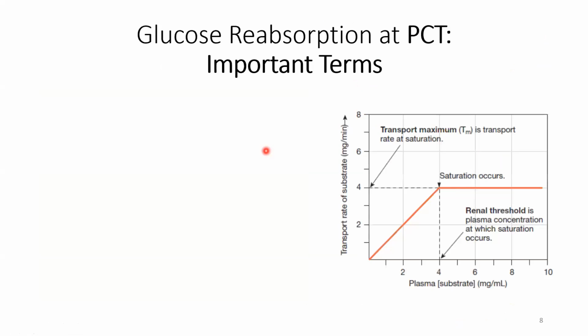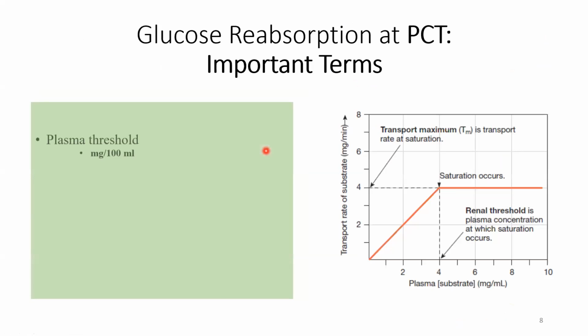Okay, we've done this. Now there are some important terms with regards to glucose reabsorption, and we'll talk about this. The number one term is plasma threshold. This is not specific to glucose only; we are generally describing these terms. So plasma threshold basically is the amount of a substance in plasma below which you will not have any problems of this substance overwhelming the PCT or overwhelming the nephron.